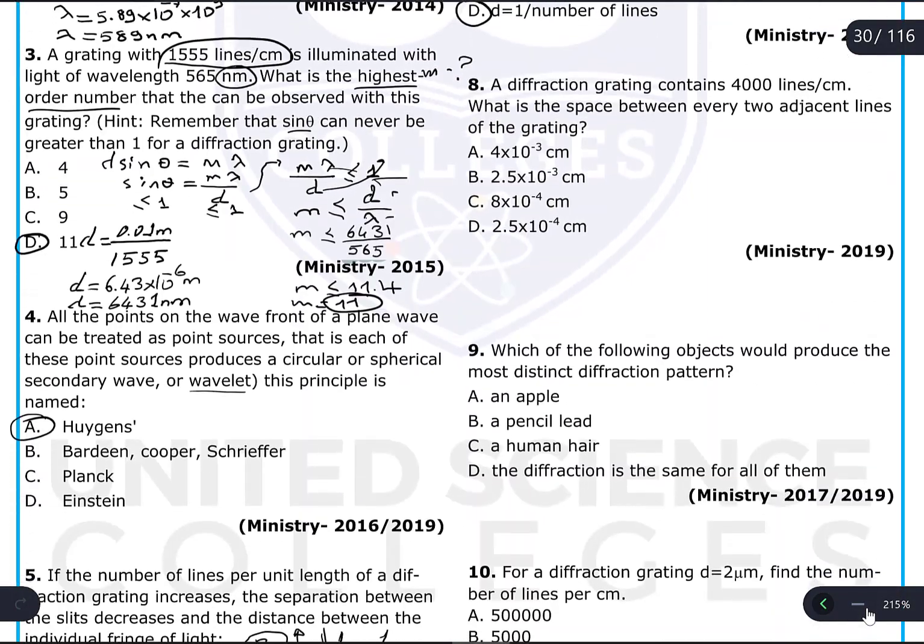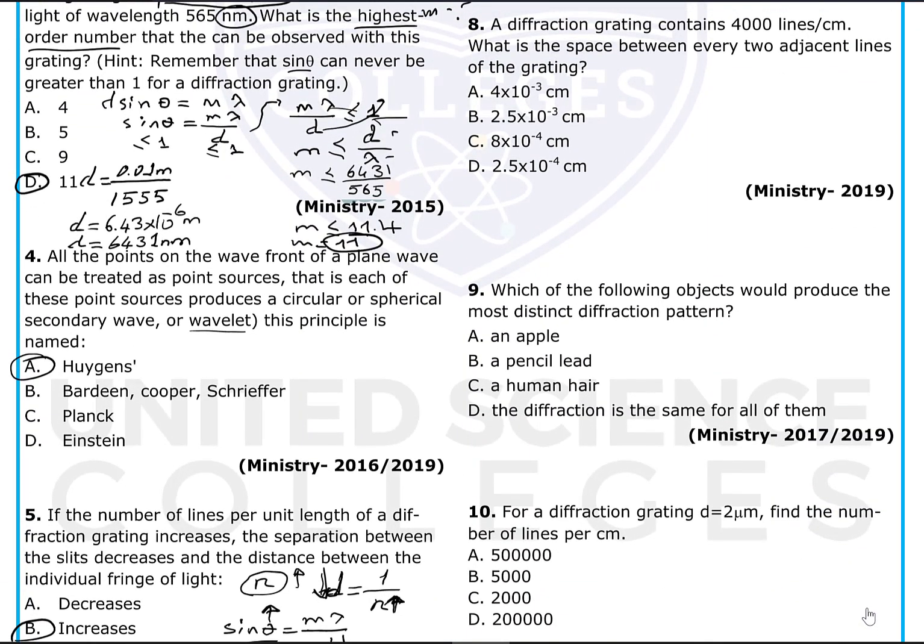And question number 8. A diffraction grating contains 5,000 lines per centimeter. What is the slit spacing between every 2 adjacent lines of the grating? Slit spacing is the question. Again, there is the question in here. So we will calculate the result in centimeter. That's why we have to use centimeter.